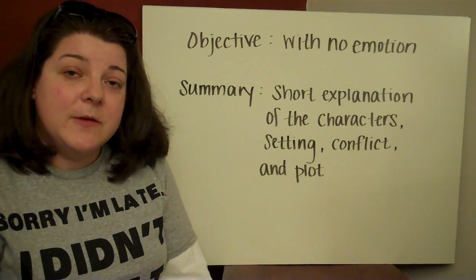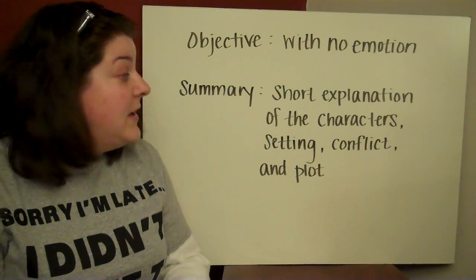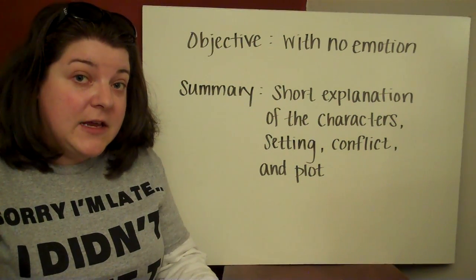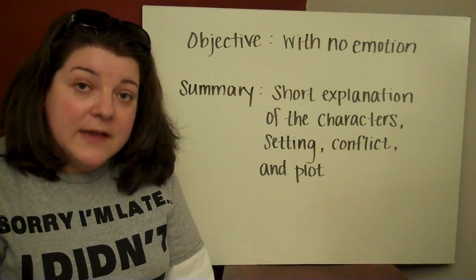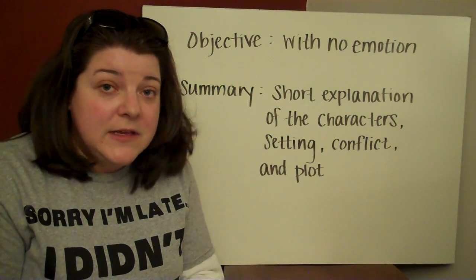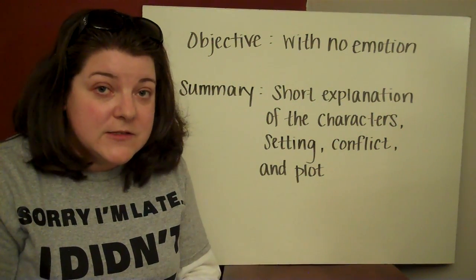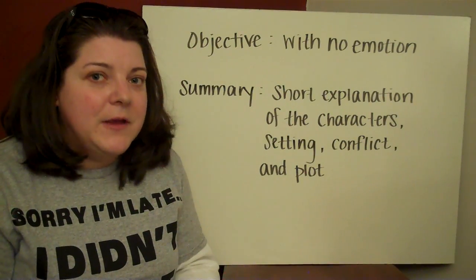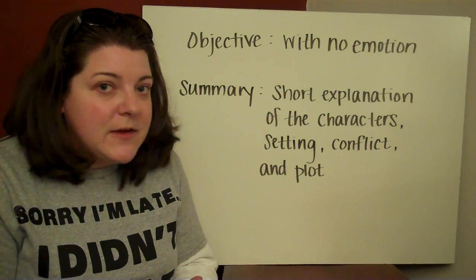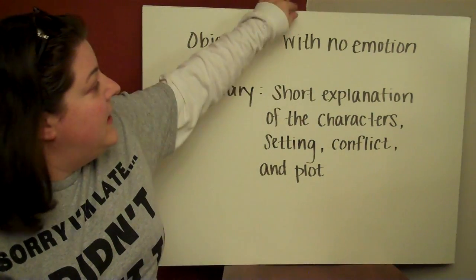And then we want to make sure that we do a short explanation of the characters, the setting, the conflict, and the plot. So basically, who was in this poem or who was in this story, what happened, what the problem was, what resolution we ended up with.